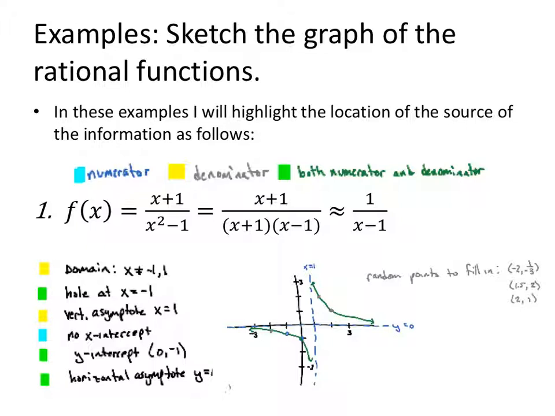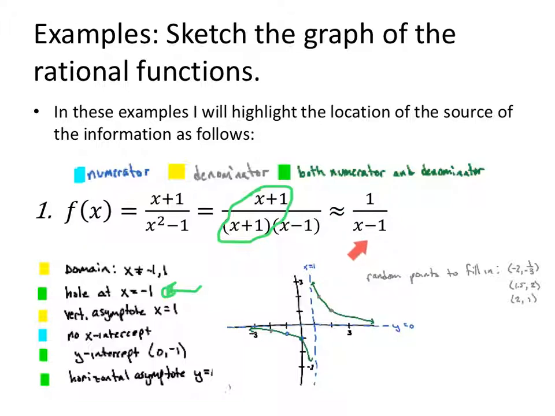I have a common factor. Let's use green. I have a common factor of x plus 1. This is going to lead to a hole at x equals negative 1. So the x plus 1 as a factor set equal to 0 will give me a hole at x equals negative 1. Now that I have those simplified, I can look at the simplified version.